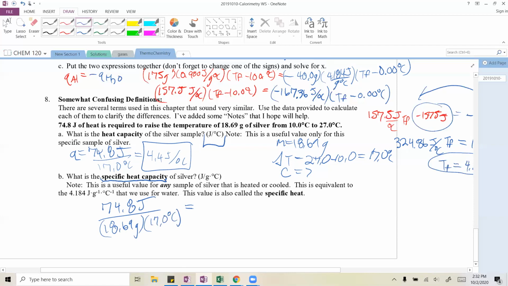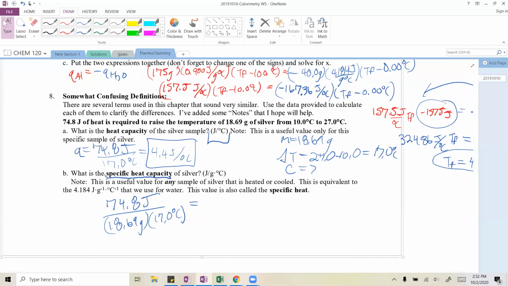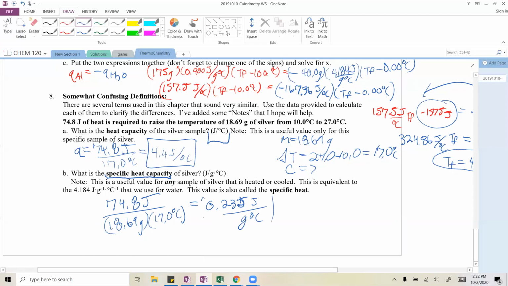And so now 74.8 divided by 18.69 divided by 17. Now we have its specific heat capacity, which is a lot less, 0.235 joules per gram degree Celsius.